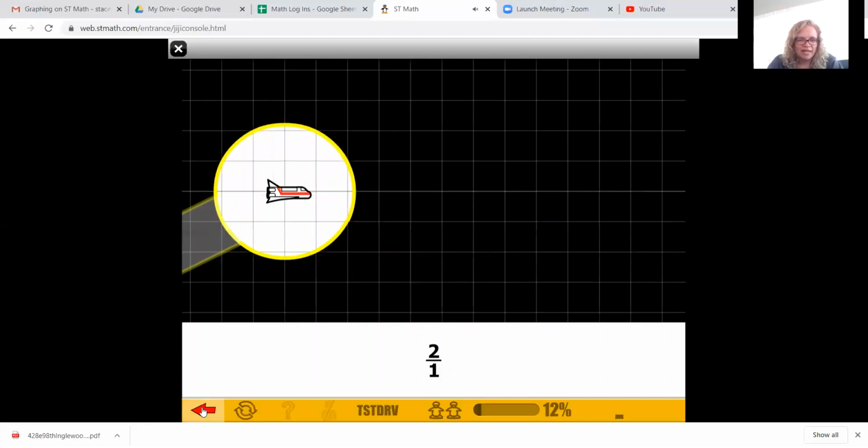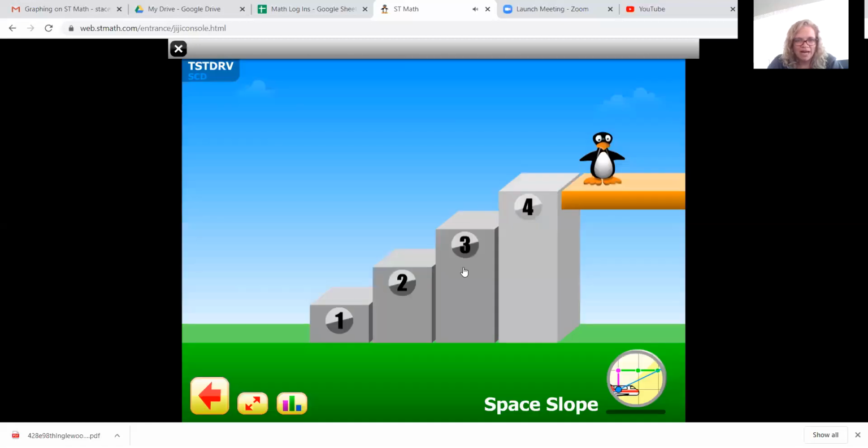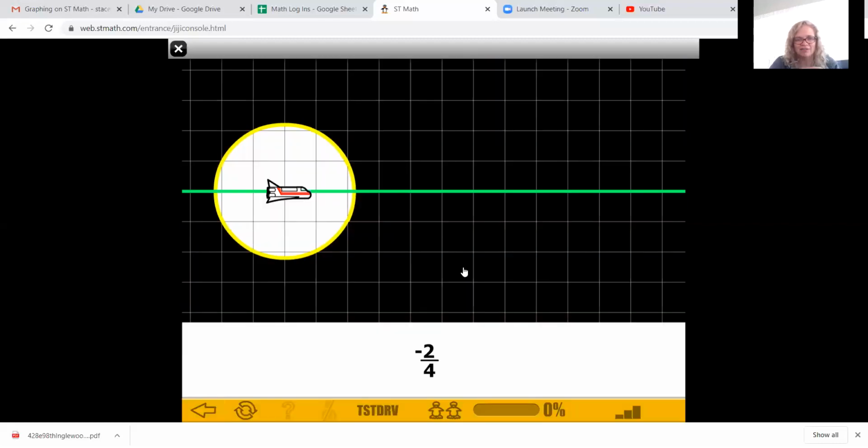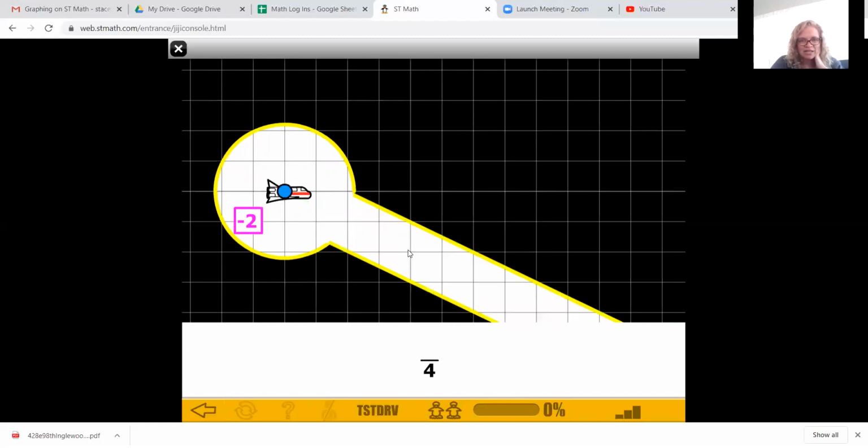Okay, let me give you an example from a higher level. They start using some negatives at this higher level. So the slope is -2/4. Your rise is -2. So again, please ignore the green line. If you're rising -2, that means you're going down 2 and then over 4. 1, 2, 3, 4. So you want your line to pass through this intersection right here.